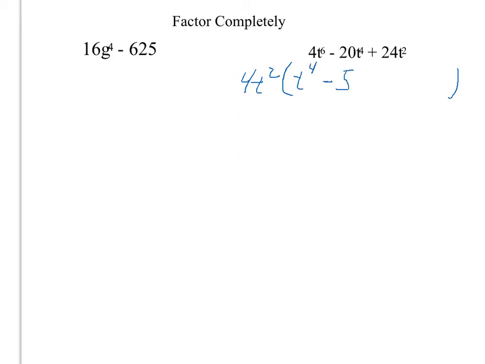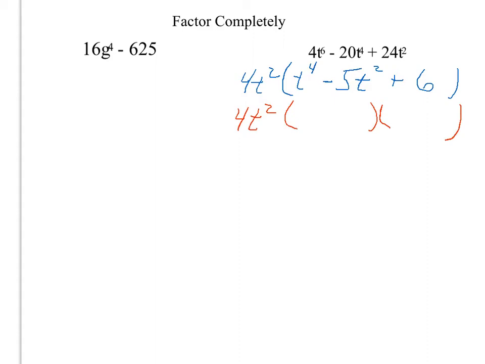Minus 5t to the 2nd plus 6. So now on this, I need to be able to factor this further. And I can take this a step further. So the 4t squared is still there. It's still factored out.